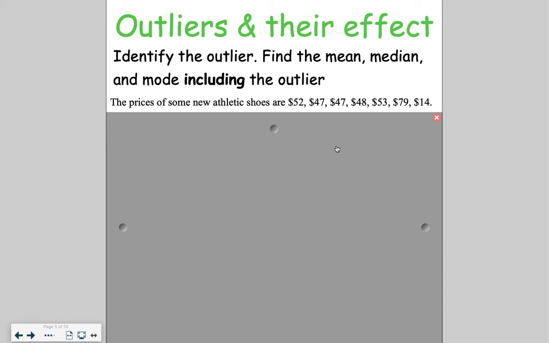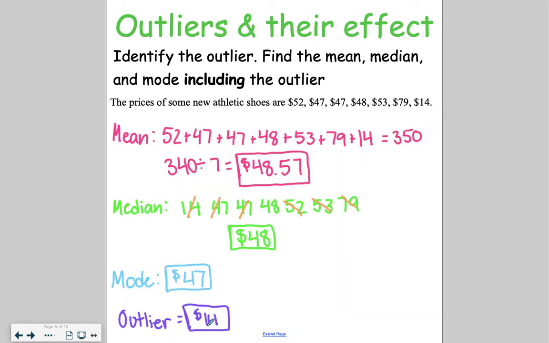First, identifying the outlier, and then finding the mean, the median, and the mode, including that value. So your outlier is going to be the $14. That's much smaller than the rest of the data. Your mean is 48.57, median is 48, and then your mode is 47.